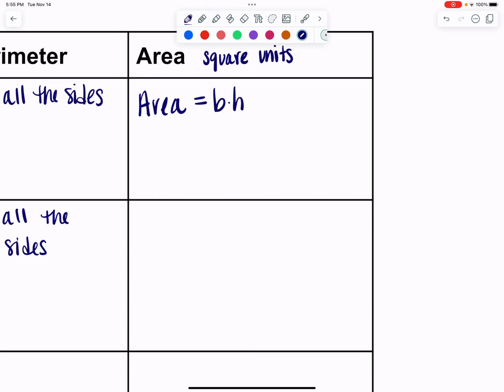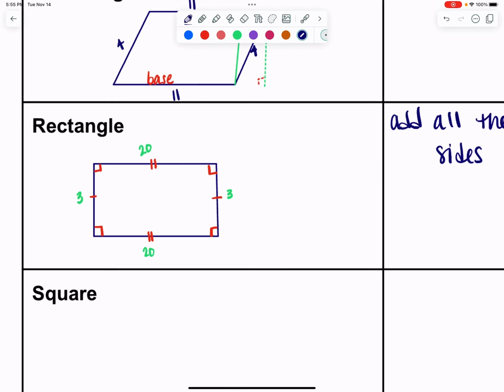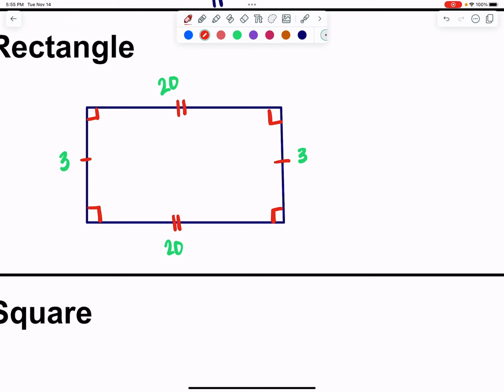If I want to find the area, so maybe I have a rectangular room and I need to know how many square feet of carpet to buy, area is base times height, where we have a base and a height.